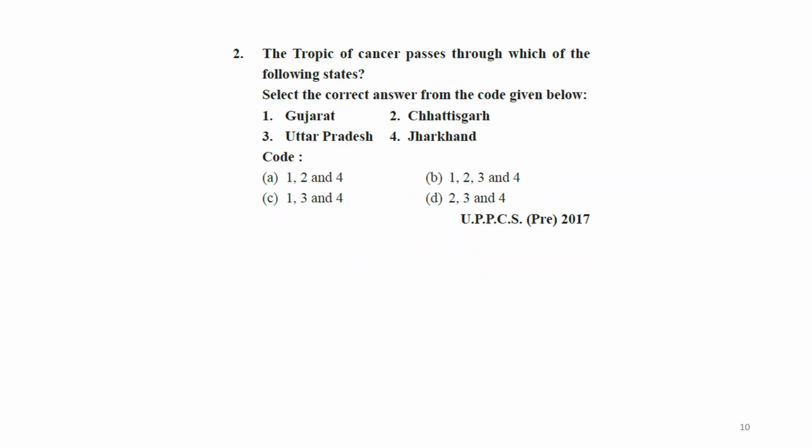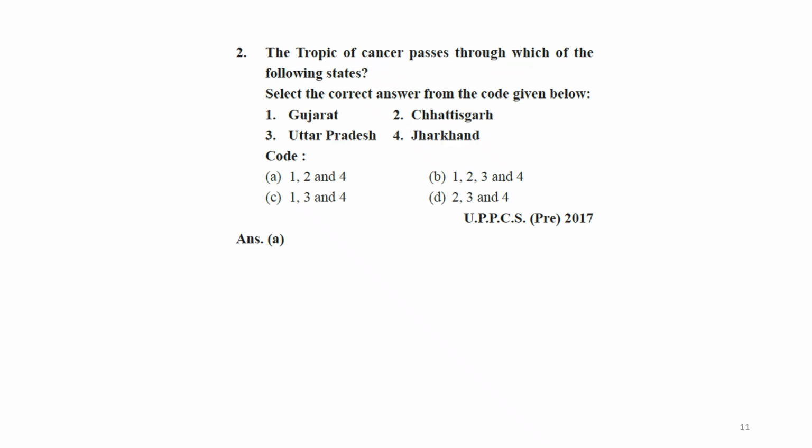Next, again, as per the explanation of the previous question, you can answer this question. The Tropic of Cancer passes through which of the following states? Gujarat, Chhattisgarh, Uttar Pradesh, Jharkhand. We have seen that this Tropic of Cancer is passing through the center of India. So obviously UP is on top, so the Tropic of Cancer will not pass through UP, so we have to cut out UP.